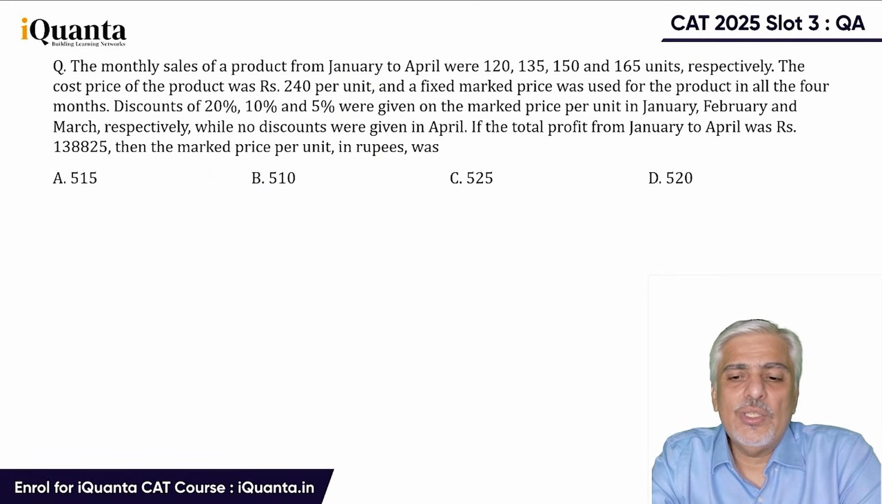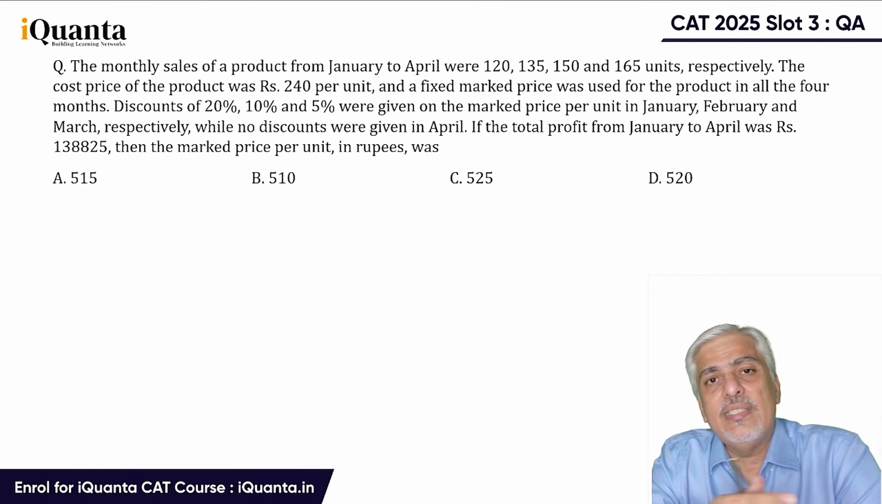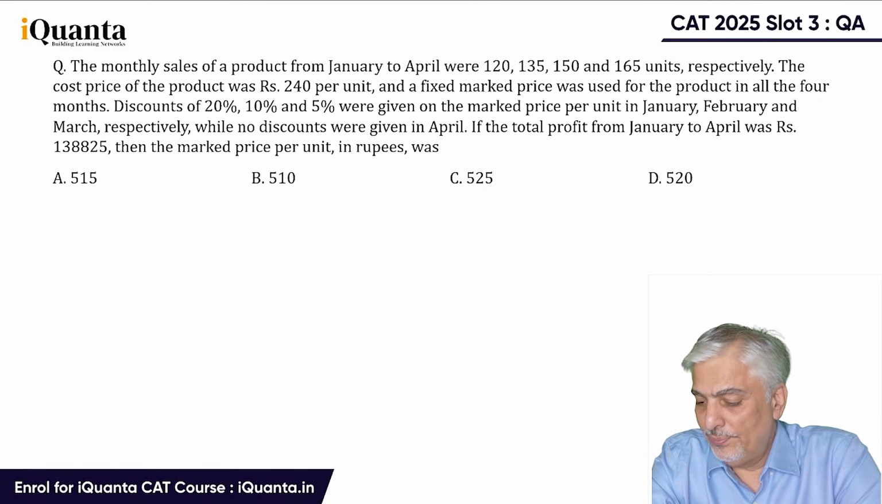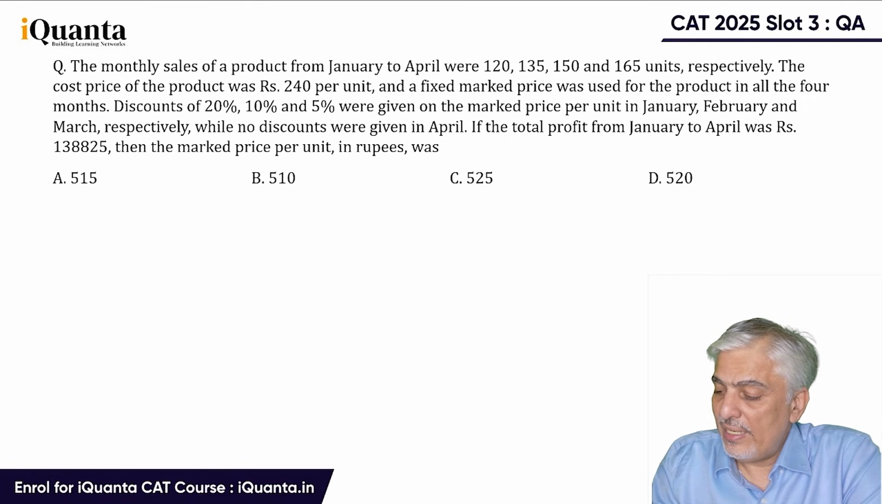Let's have a look at the next question. The next question is a question from profit and loss. There is some profit involved, discount involved, mark price involved, and I think we want to find the mark price only, right? The monthly sales of a product from Jan to April were so many units.